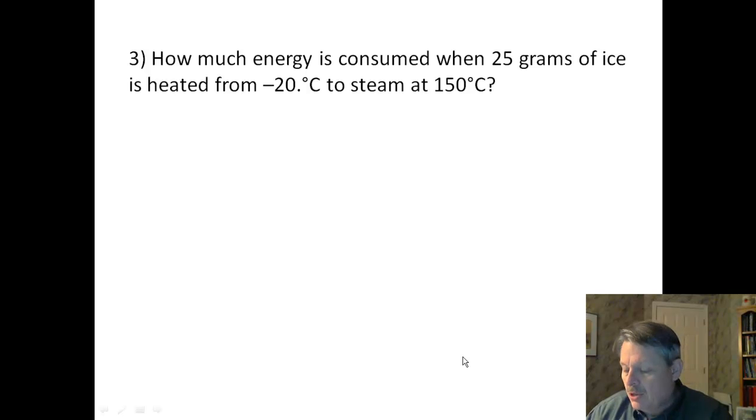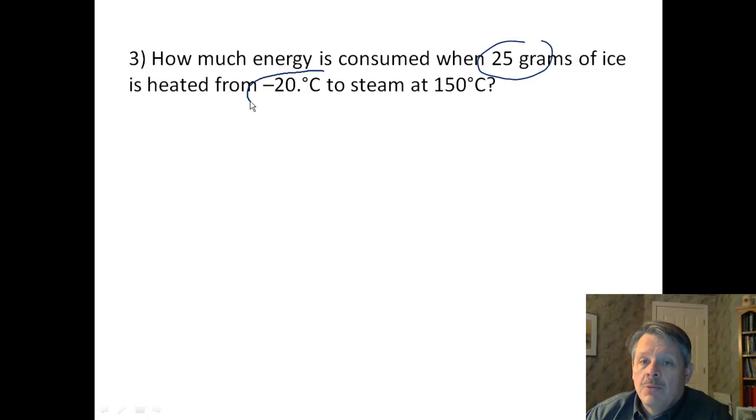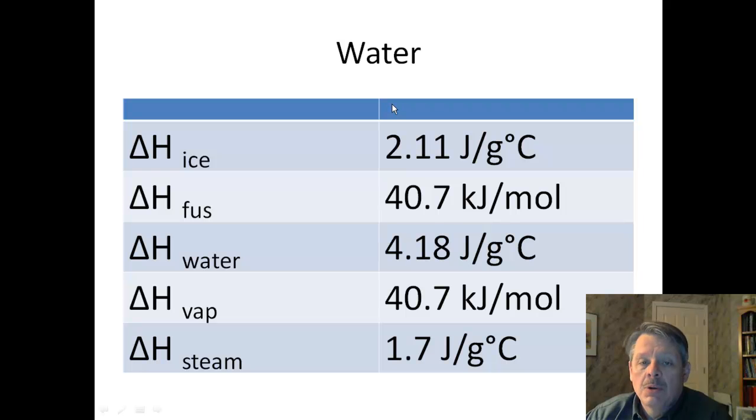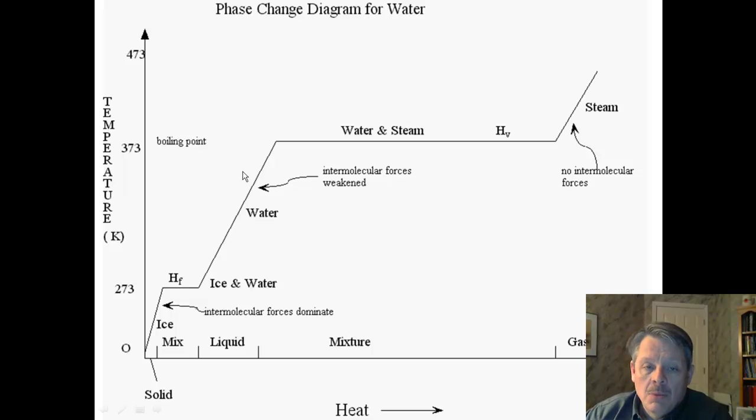Okay, let's look at problem number 3. This is the last one, and actually it's the worst one. Again, you have to think about what you're doing. You're starting again with 25 grams of ice, and it's going from -20. We just did that. But we're going to steam at 150 degrees Celsius. Wow, so now if we think about what we're doing, we're starting all the way down here at -20, and we're going all the way up here to steam.